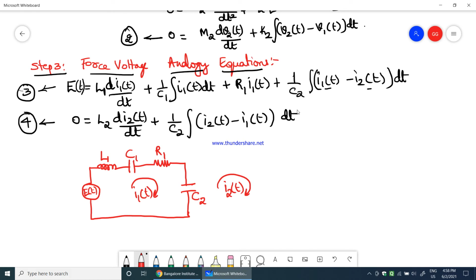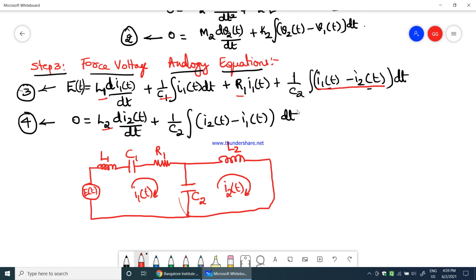Now what is the only component connected to I2 of t? It is L2. Can you see here, L2 into di2 of t by dt. Therefore, only L2 is connected to I2 of t, meaning only the current I2 of t is flowing through L2. With L1, C1, R1, only I1 of t is flowing through those components. Whereas through C2, both I1 and I2 should flow, because it is I1 of t minus I2 of t. Whereas in L2 it is only I2 of t. Therefore, only I2 should flow through L2. That is why I have written L2 here.